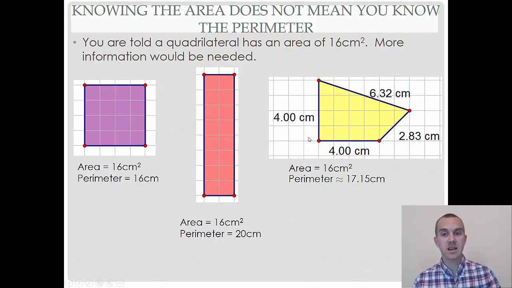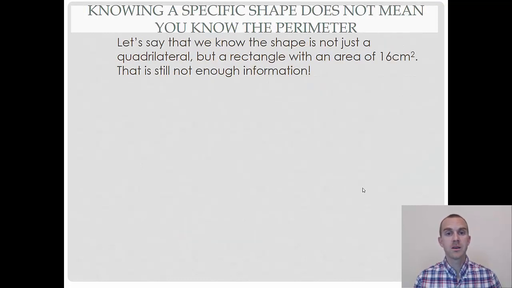And I can verify that the area is 16 square centimeters if I use my additivity principle, where I draw in a horizontal line here and a vertical line right here. I would see that I have triangle 1, triangle 2, and this rectangle to add up, and that is definitively 16 square centimeters. But the perimeter is 17 and 1500 centimeters, and without that additional information, I just don't know. Knowing it's a specific shape does not necessarily give me enough information either.